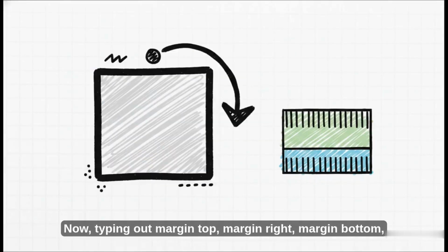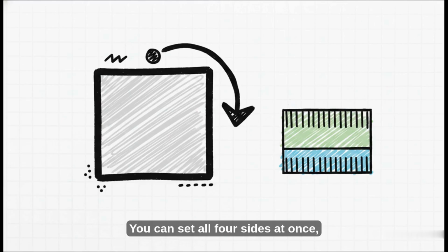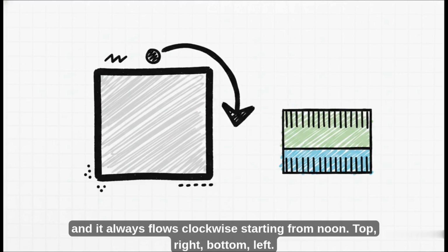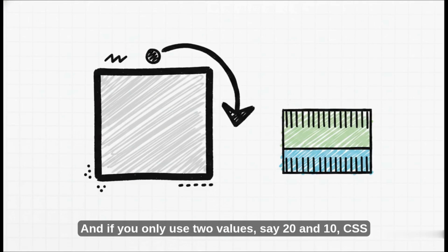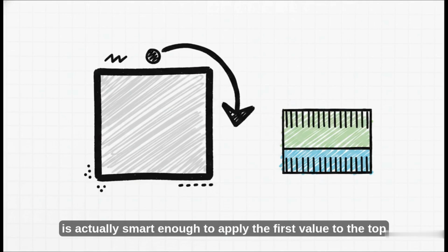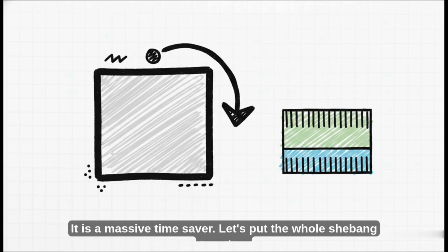Now, typing out margin top, margin right, margin bottom, margin left every single time? Yeah, that takes forever. Enter CSS shorthand. You can set all 4 sides at once, and it always flows clockwise starting from noon: top, right, bottom, left. So typing 10 pixels, 20 pixels, 5 pixels, 10 pixels handles the entire box in one neat line. And if you only use 2 values, say 20 and 10, CSS is actually smart enough to apply the first value to the top and bottom and the second value to the left and right. It is a massive time saver.